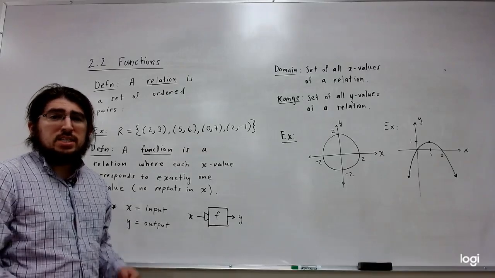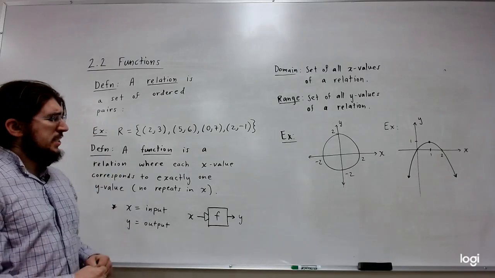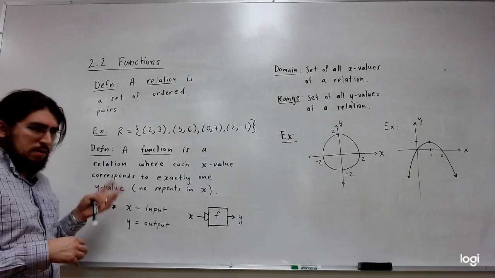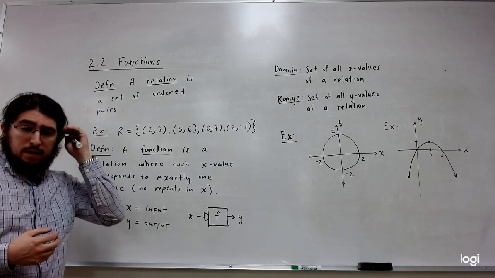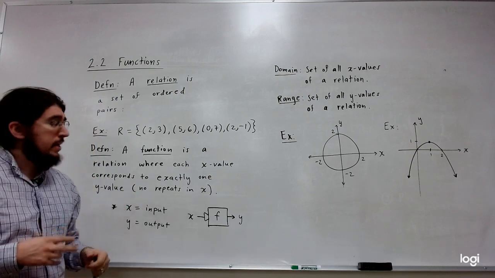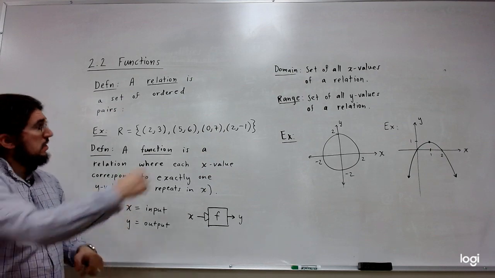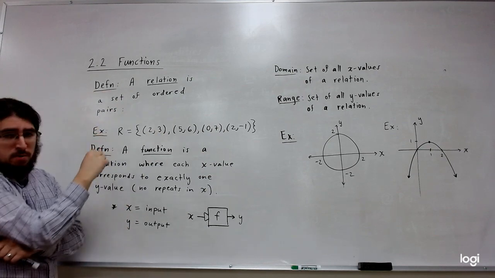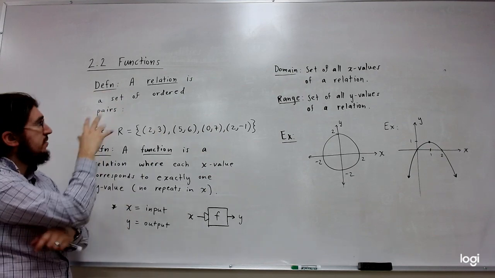Alright, so now for section 2.2, it's a section on functions. I need to clarify a few things here. A lot of this section will be vocabulary. So first off, we see two definitions. First definition is a relation. A relation is just a set of ordered pairs.